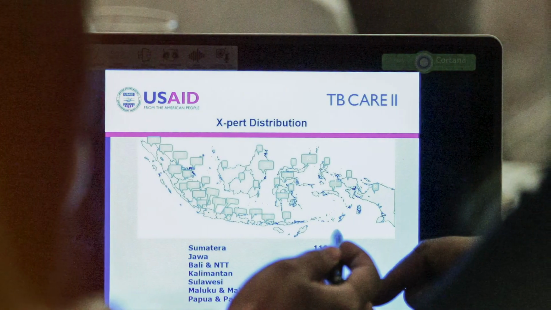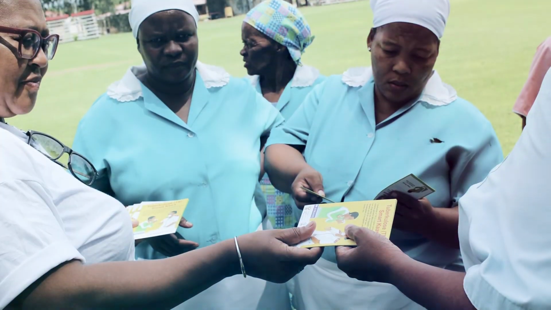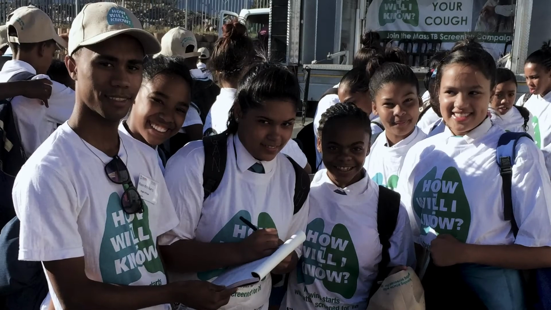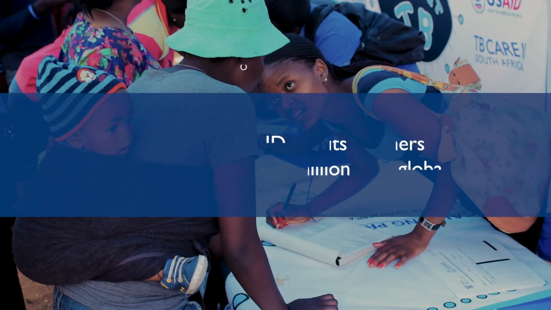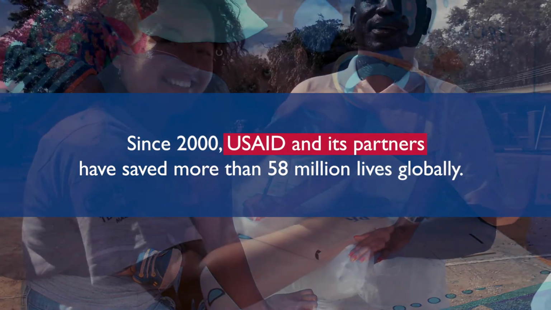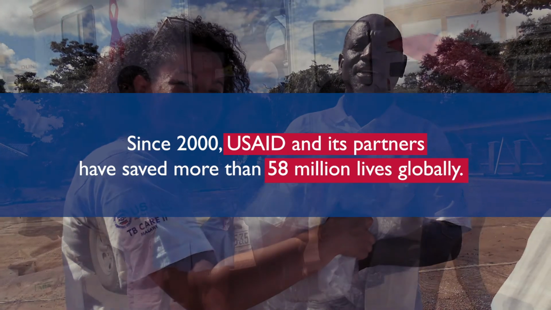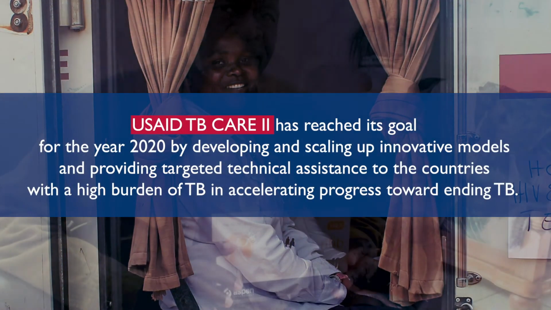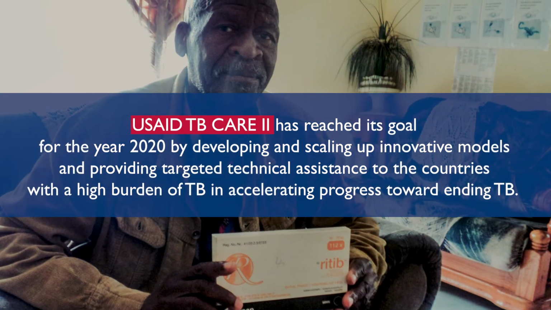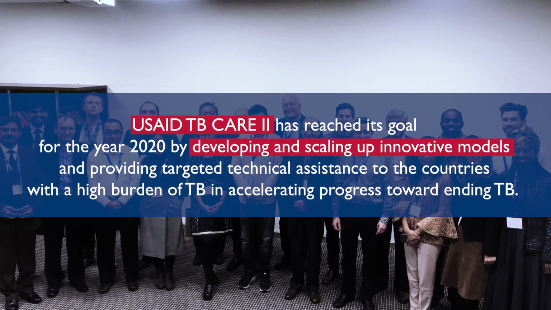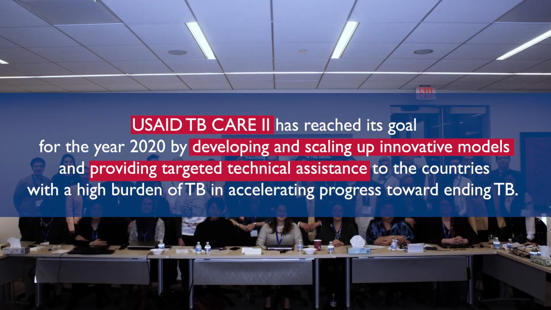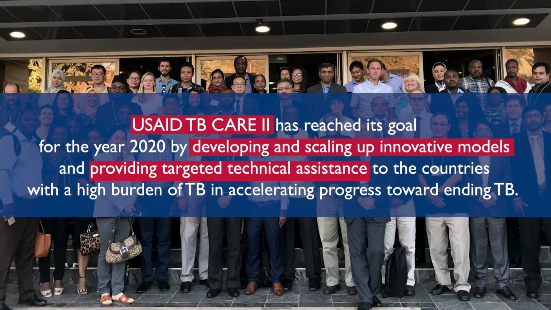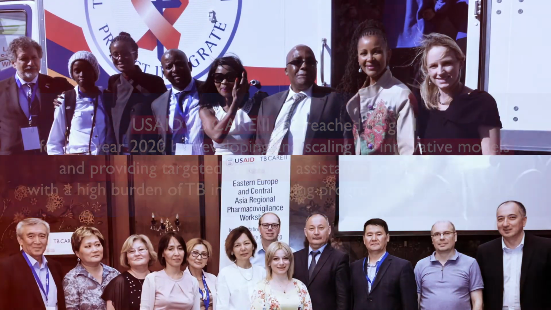Thanks to USAID, millions of people were reached with TB messaging and thousands screened and tested for TB and HIV. Since 2000, USAID and its partners have saved more than 58 million lives globally. USAID TB CARE II has reached its goal for the year 2020 by developing and scaling up innovative models and providing targeted technical assistance to the countries with a high burden of TB in accelerating progress toward ending TB.